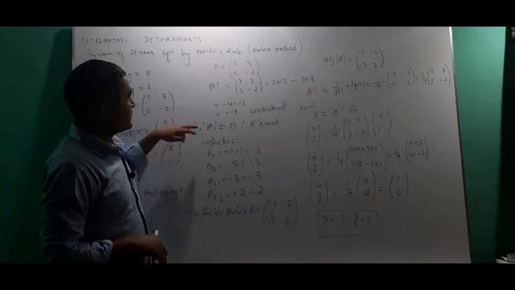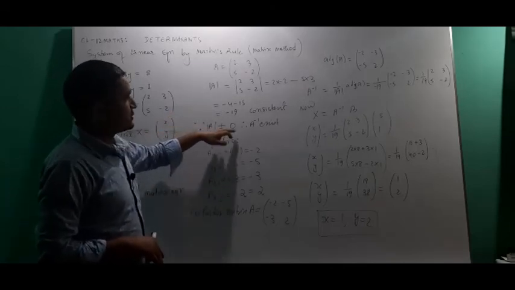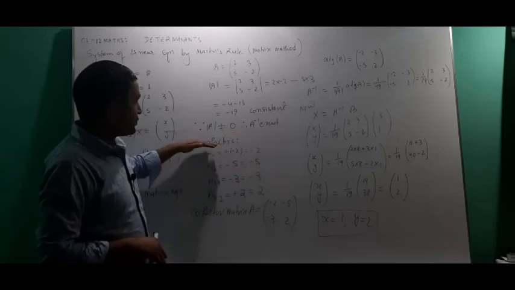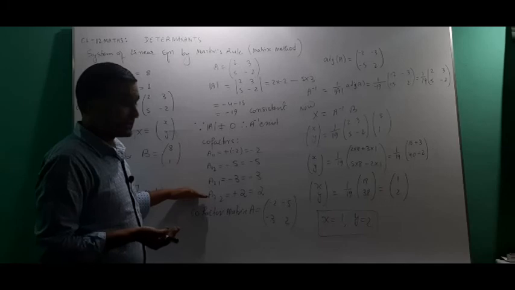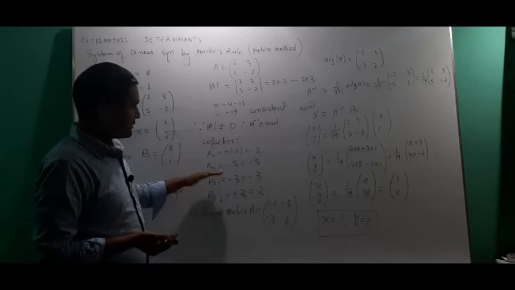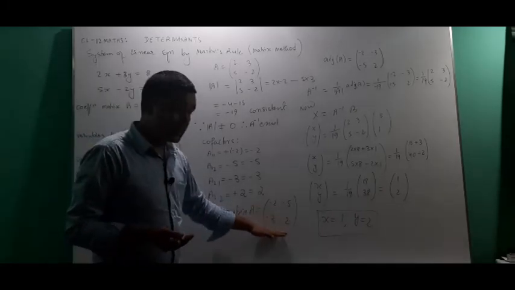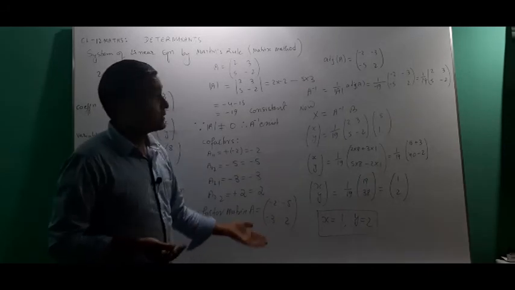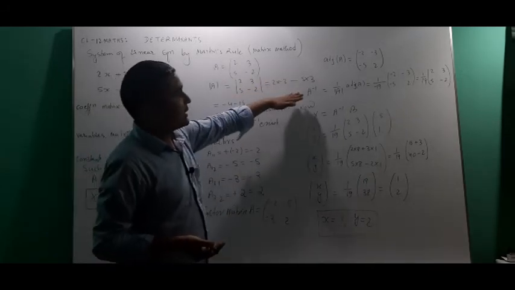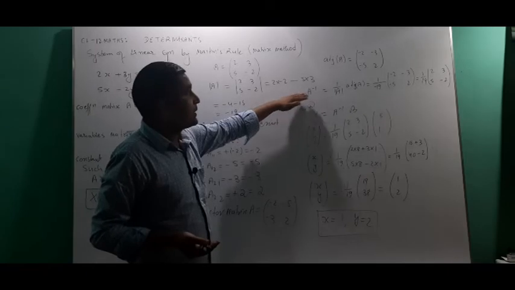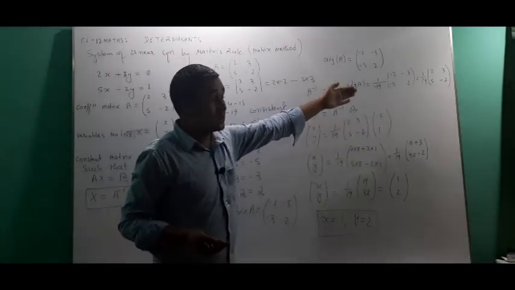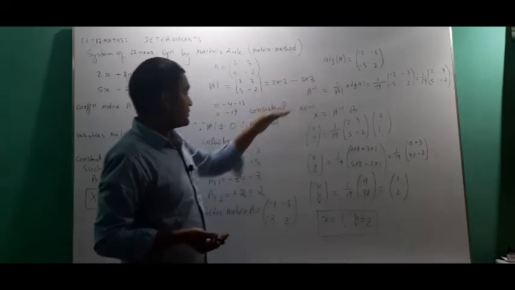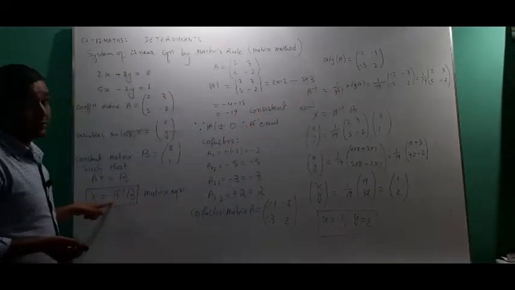Then since the determinant of A is not zero, A inverse exists, and to find A inverse we need to find the cofactors. We already learned this in the matrix chapters. Find the cofactors, write the cofactor matrix, then the transpose of the cofactor matrix is the adjoint. After getting the adjoint, use the inverse formula: 1 upon determinant of A, adjoint of A, and you get the inverse. After getting the inverse, use the matrix equation to solve these equations.